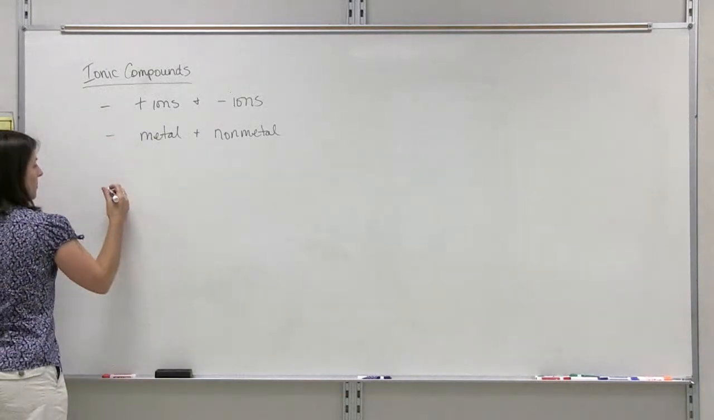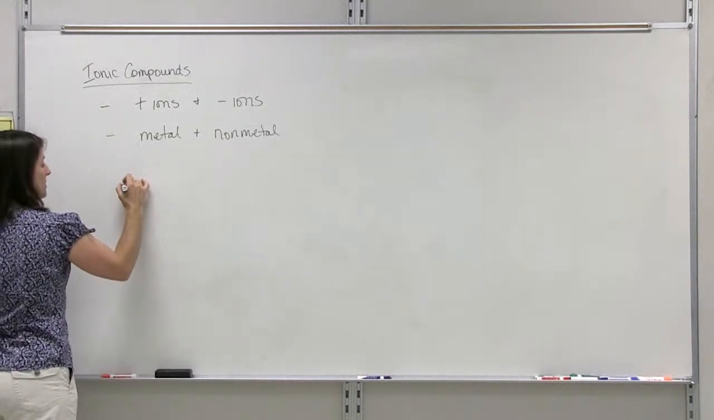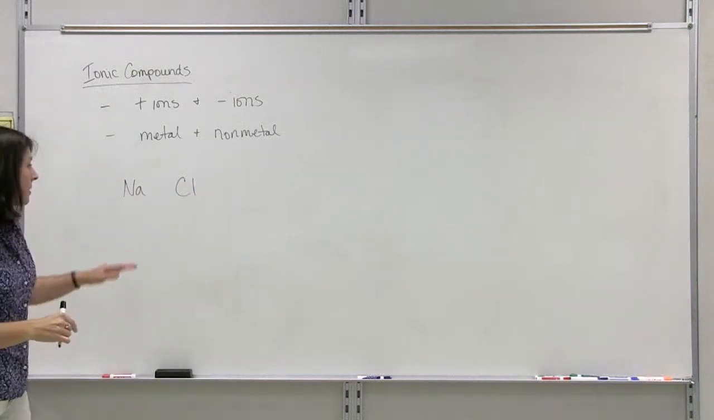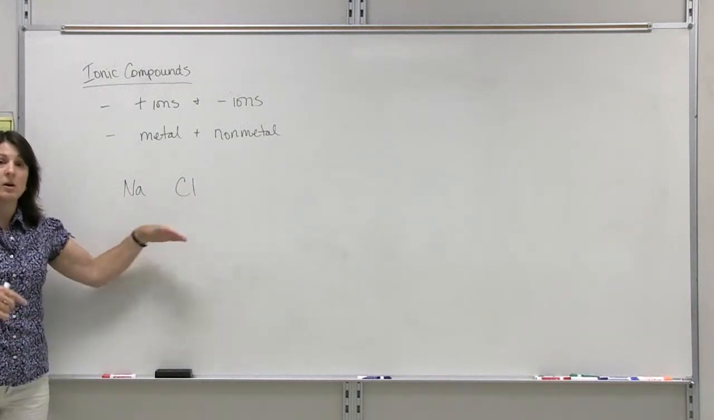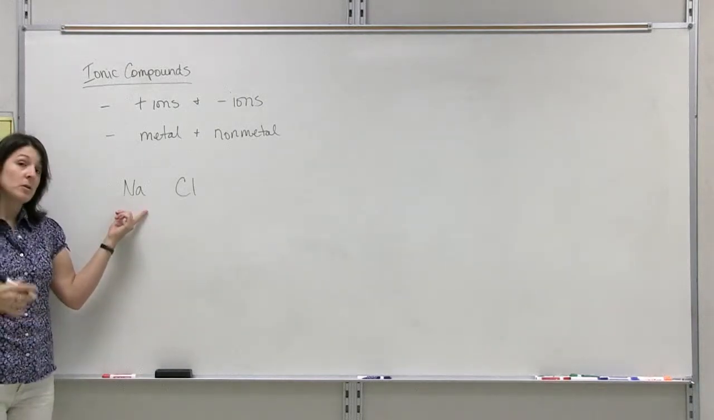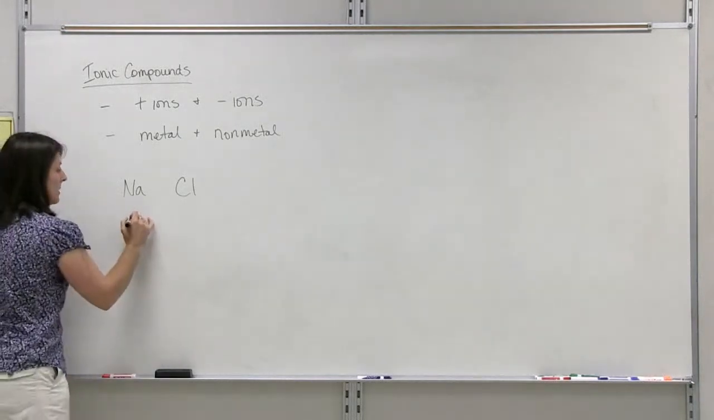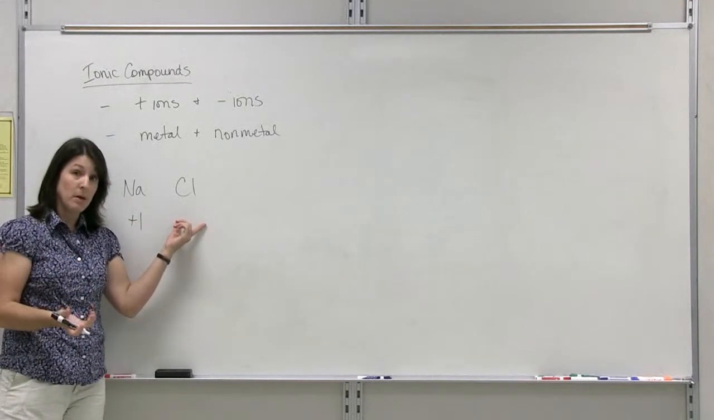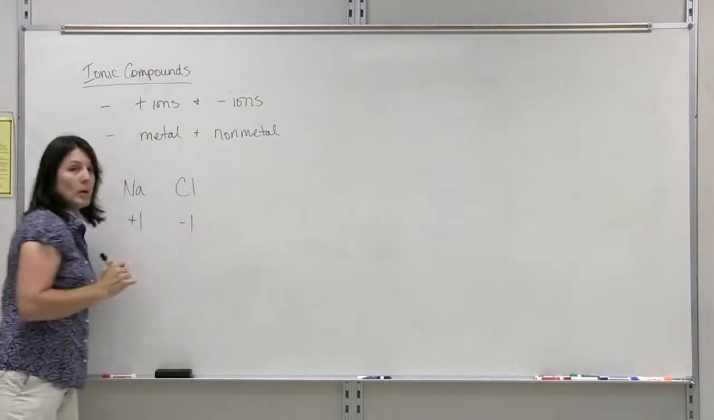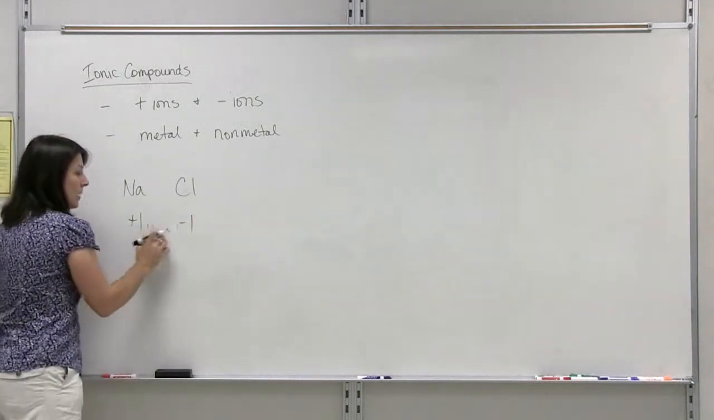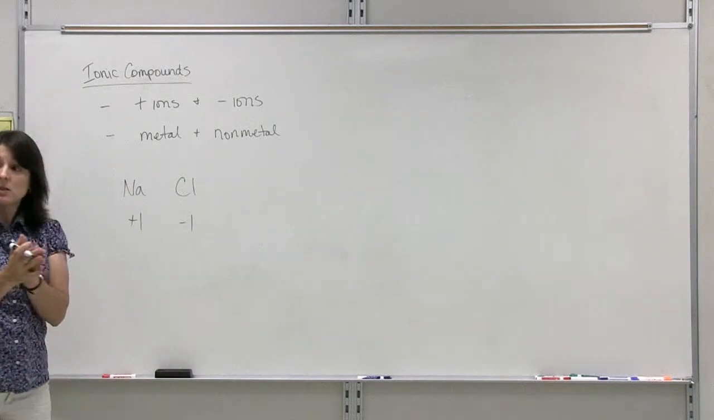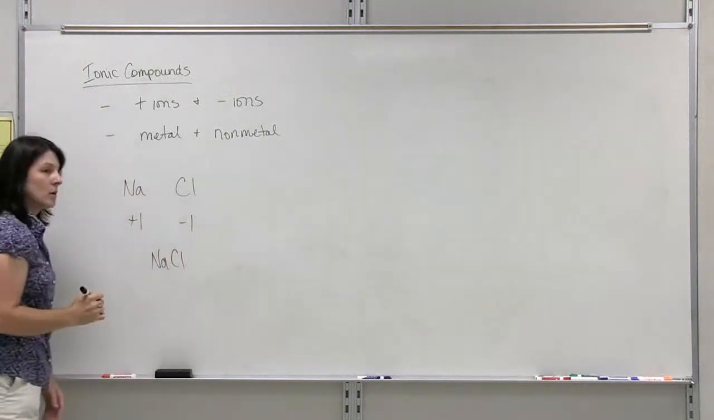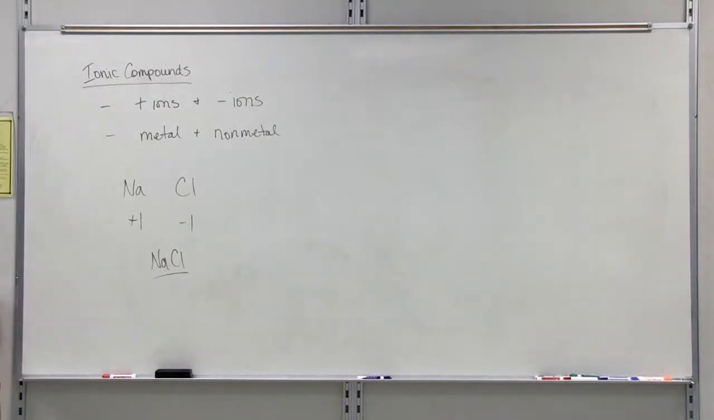Okay? So if we're going to make formulas of compounds, say we're going to put sodium with chlorine. First, we have to determine what the ions are for each of these elements. Sodium is a group 1A metal, so it has a plus 1 charge. Chlorine is a group 7A nonmetal, so it forms a negative 1 ion. Since these numbers are the same, they cancel each other out, and we can put these together, just one sodium and one chlorine, to form sodium chloride.